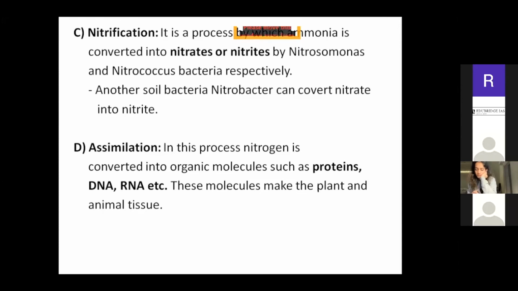Fine. So these are the processes through which nitrogen is made available to plants. Plants can use these forms of nitrogen, either ammonia or nitrates or nitrites, and the process of assimilation is carried out, through which this nitrogen is used up by plants for the manufacturing of proteins, DNAs, or RNAs.